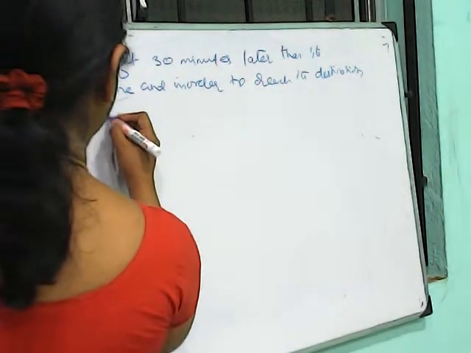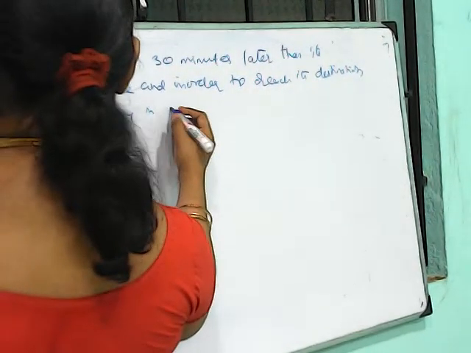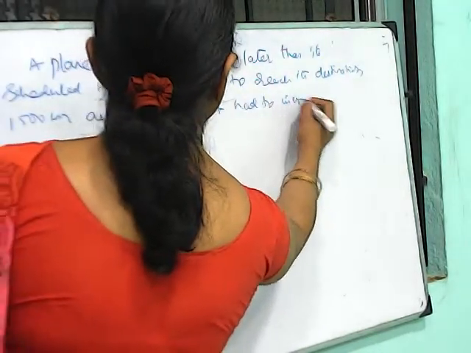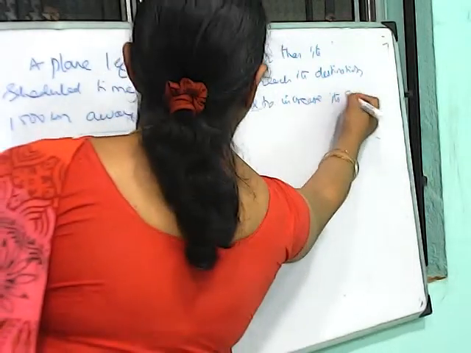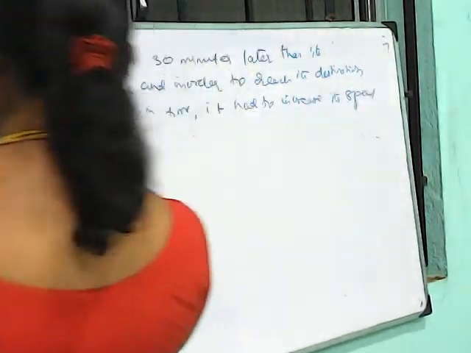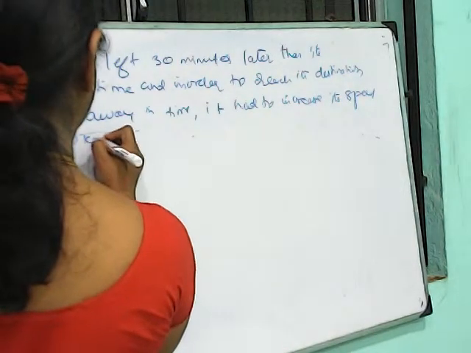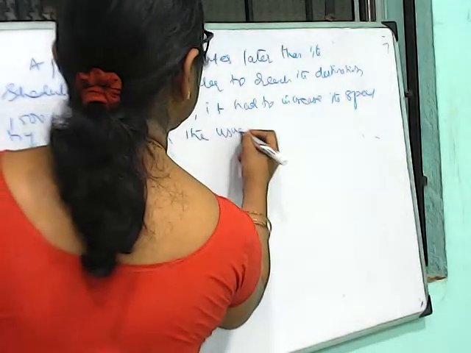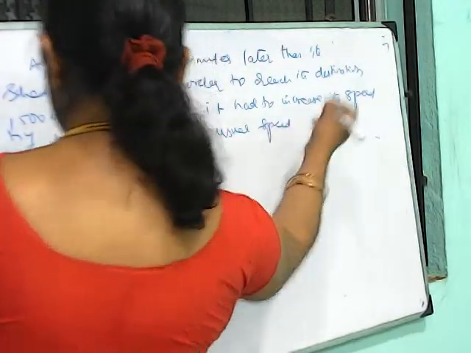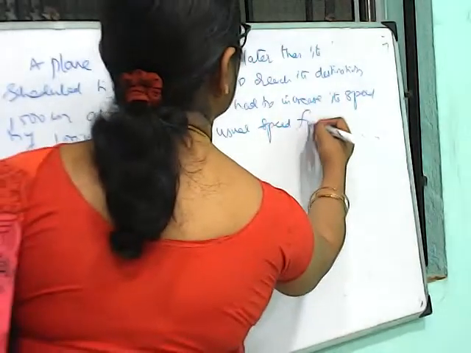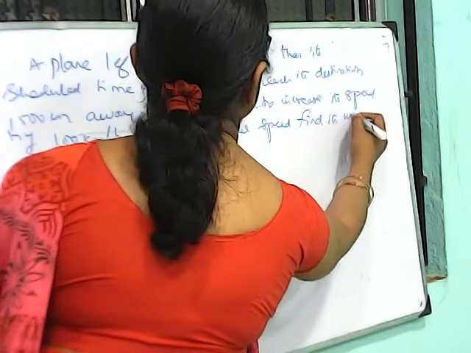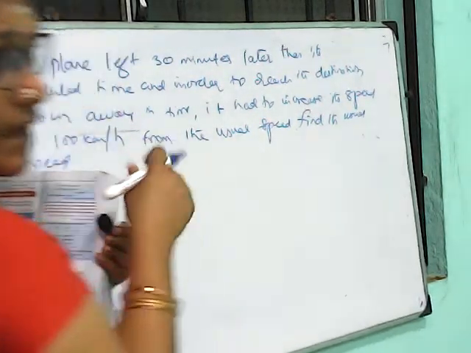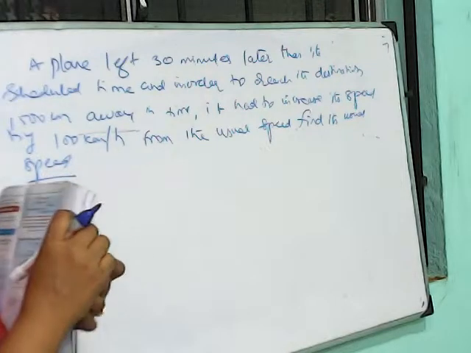kilometers away, in time, it had to increase its speed by 100 kilometers per hour from the usual speed. Okay, now you have to find its usual speed. So as I said, speed based problems, this is one problem. How will you do this problem? I give you just 2 minutes.